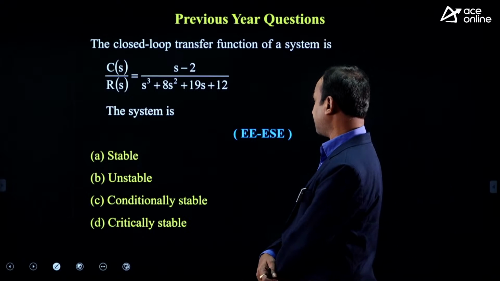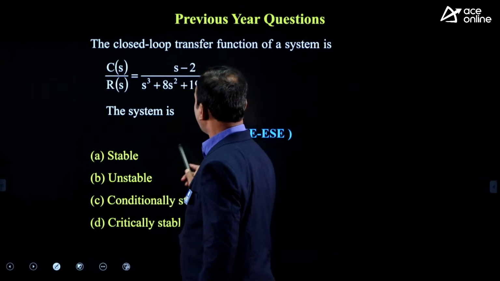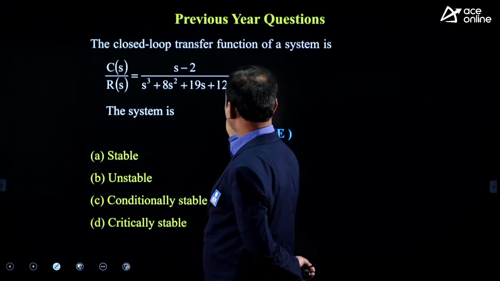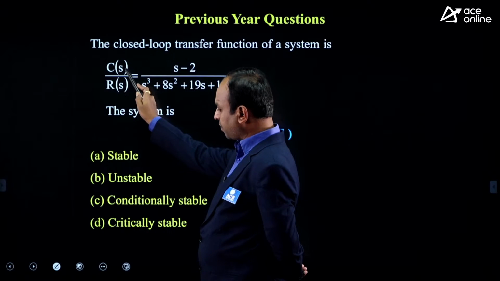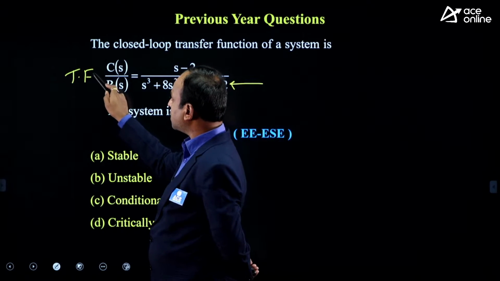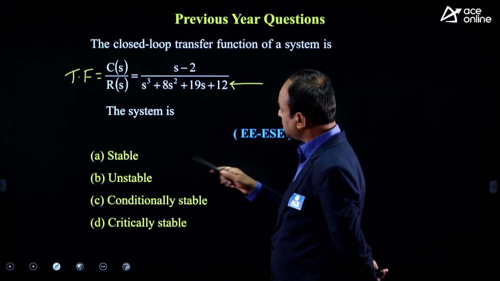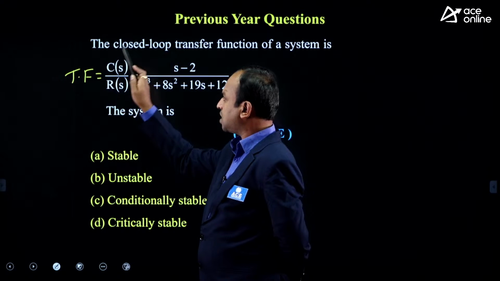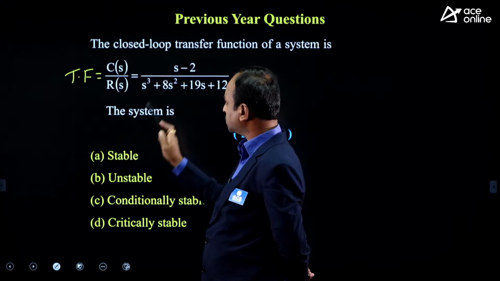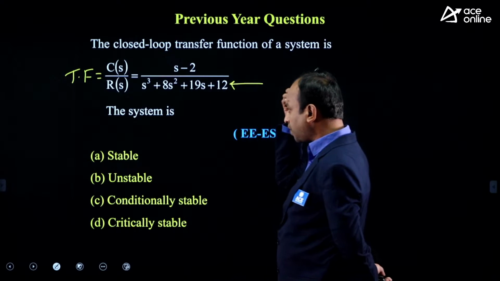The question is asking for the characteristic equation. Whenever a closed loop transfer function is given, the characteristic equation is directly the denominator part. If the question gives a simple transfer function or system transfer function, consider it by default as a closed loop transfer function only, and directly take the denominator part here.